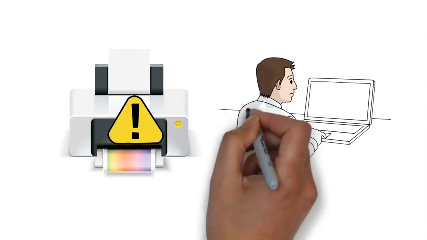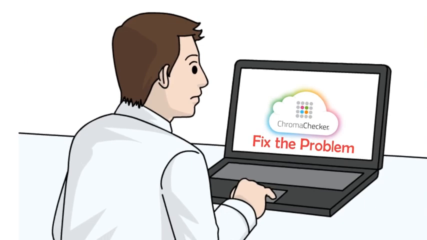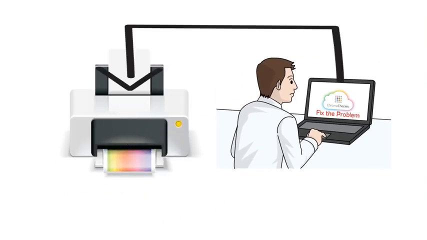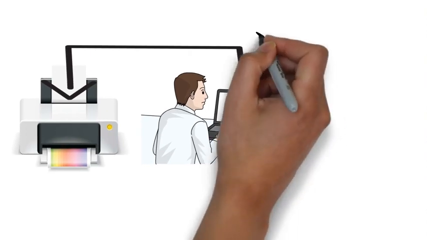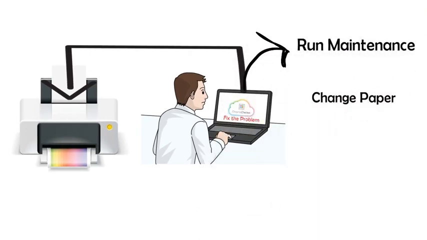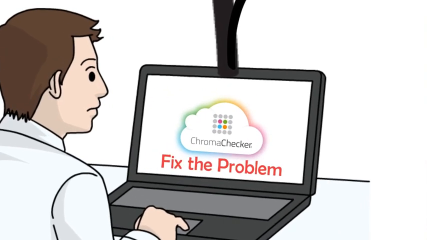If the printer fails, ChromaChecker then guides the operator to fix the problem to get the printer back into a sellable condition as soon as possible by directing the operator to perform certain maintenance, change paper, potentially create a new G7 curve, or even build a new ICC profile, all within the ChromaChecker environment.